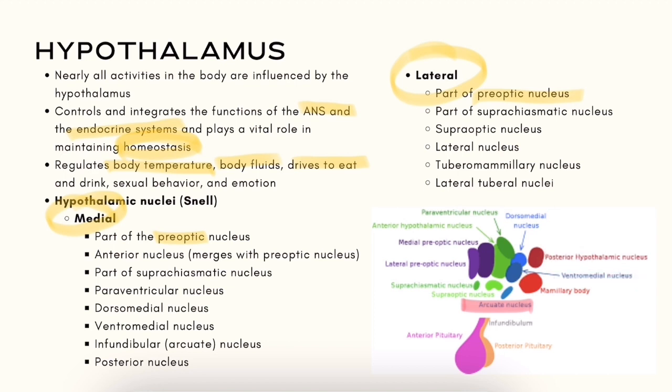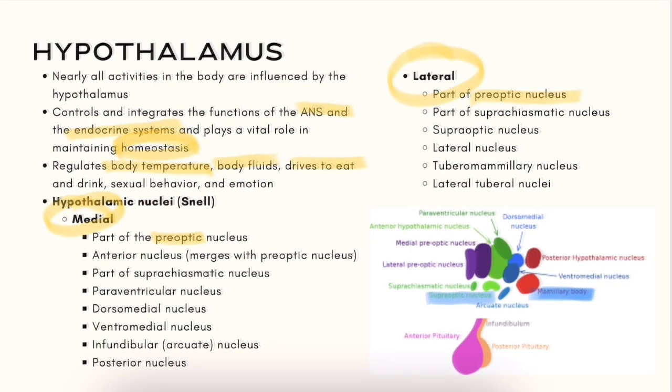And then we have your lateral part. Again, it's going to cover the preoptic nucleus, and then a part of the suprachiasmatic nucleus again. You will find your supraoptic nucleus, your lateral nucleus. So that is your lateral. This one is the lateral preoptic. Your lateral nucleus is unfortunately not seen in this picture right here. Your tuberomammillary nucleus and your lateral tuberal nuclei are also not found in this picture. Our hypothalamus is actually very extensive.